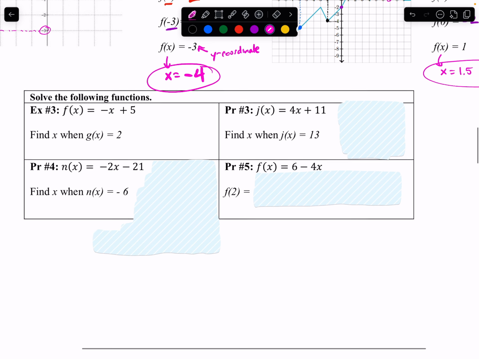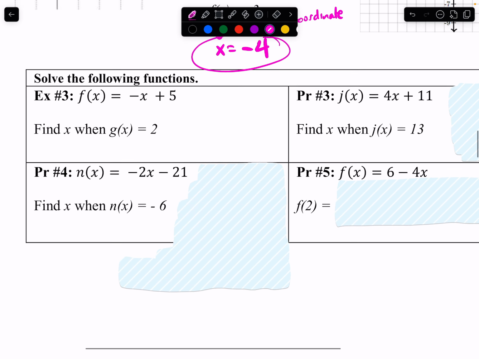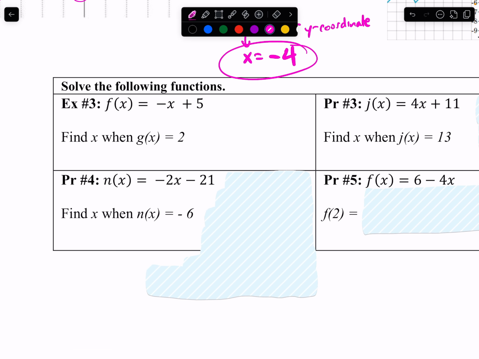All right. You might be asked to solve functions just given an equation. So this is solving it algebraically. If f of x is -x plus 5, find x when, oh, this should be an f here. Go ahead and fix that. That's a typo. When f of x is 2.